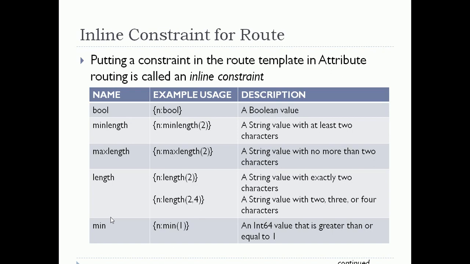Now min and minlength are different. Min is applicable to your numeric type of value. Minlength, maxlength and length are applicable to your string type of data. Min is applicable to your integer type of value, Int64 value. So it will accept any value that is greater than or equal to 1. This is 1, this is not L, this is 1. It is the font, because of this type of font, it is showing like a vertical bar.